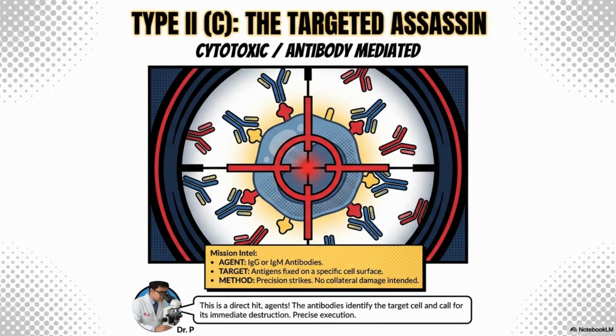Moving to type 2C, the targeted assassin. This is cytotoxic or antibody mediated. Our agent here is IgG or IgM antibodies. Targets are antigens that are fixed on a specific cell surface. It works through precision strikes. No collateral damage is intended here. The antibodies identify the target cell and call for its immediate destruction.